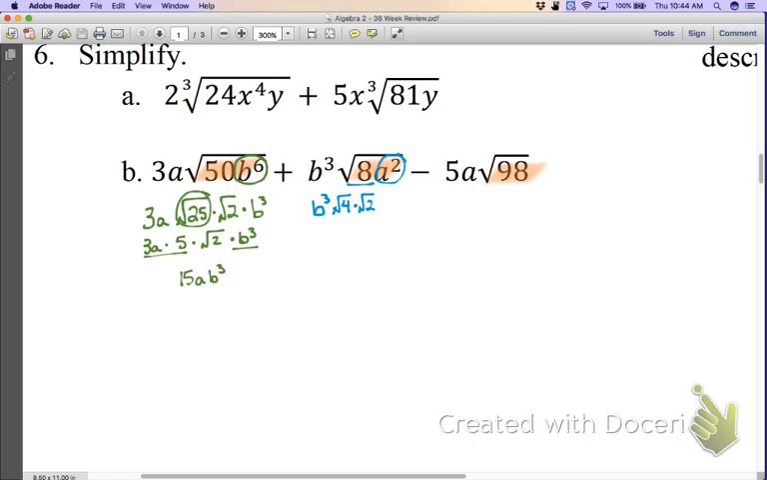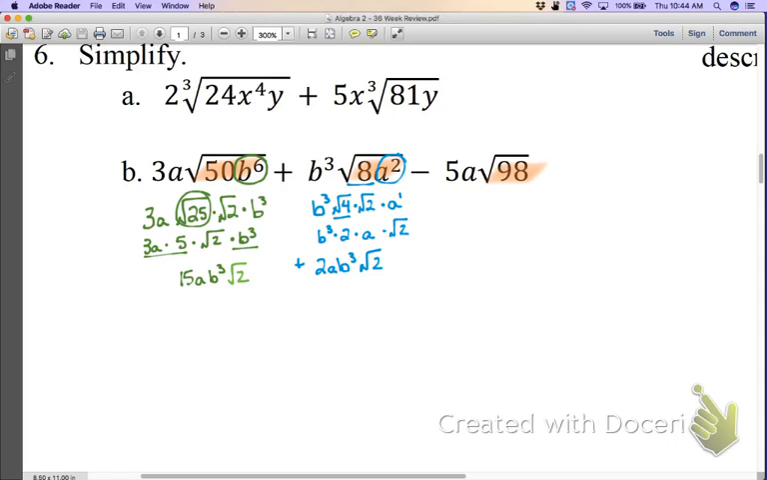I have 2 a's. So how many groups of 2 do I have? One group of 2. So just a to the first power. So what's the square root of 4? 2. So I have b to the third times 2 times a times the square root of 2. So let's rearrange these so it's a plus in front. So I have 2a b to the third times the square root of 2. Oh, I forgot the square root of 2 on the green one. My fault. There we go.